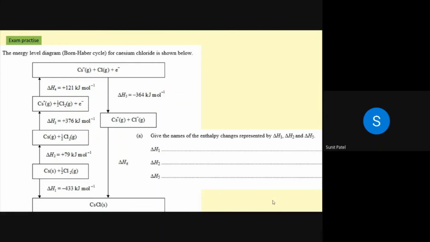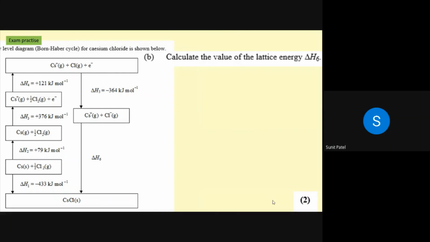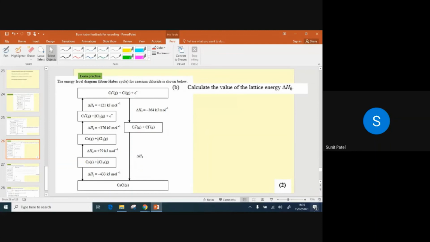The second part to this question was actually, there you go, calculate the value of the lattice enthalpy. Delta H6, lattice enthalpy of cesium chloride. And here are the numbers. We can go through this calculation as well. If you want to pause the video and try it for yourself, by all means, go for it. This is what it's all about. Put into practice what you have. So if I just quickly label these just to make life easier, 1, 2, 3, 4, and 5 is what we need.